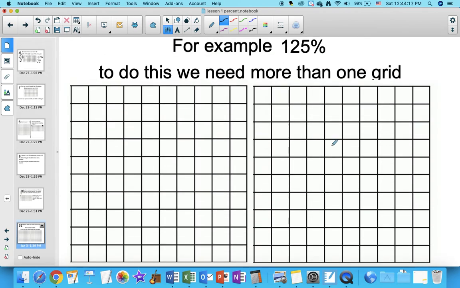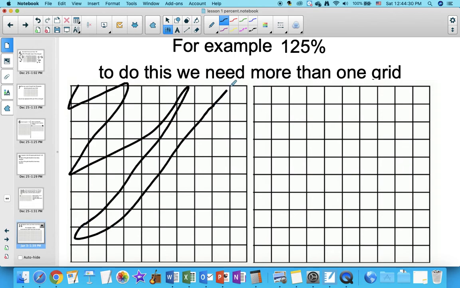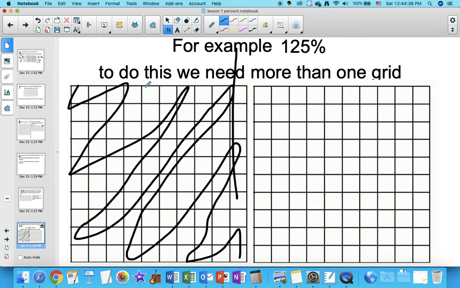So again, we have two grids. Both of them have an amount of squares equal to 100. So that means each square represents 1%. Well, if each square represents 1%, I can color in. I'm just going to do this horrible zigzag to represent coloring in. Oh, there we go. I'm going to use this horrible zigzag to represent 100%. So that's 100%. And now I need to represent 25.